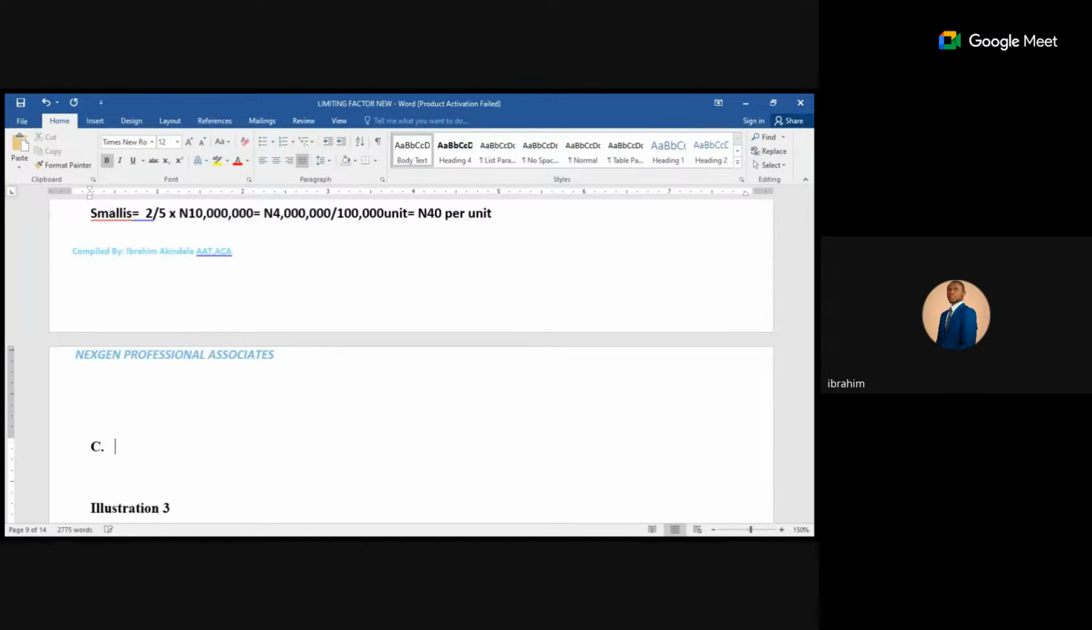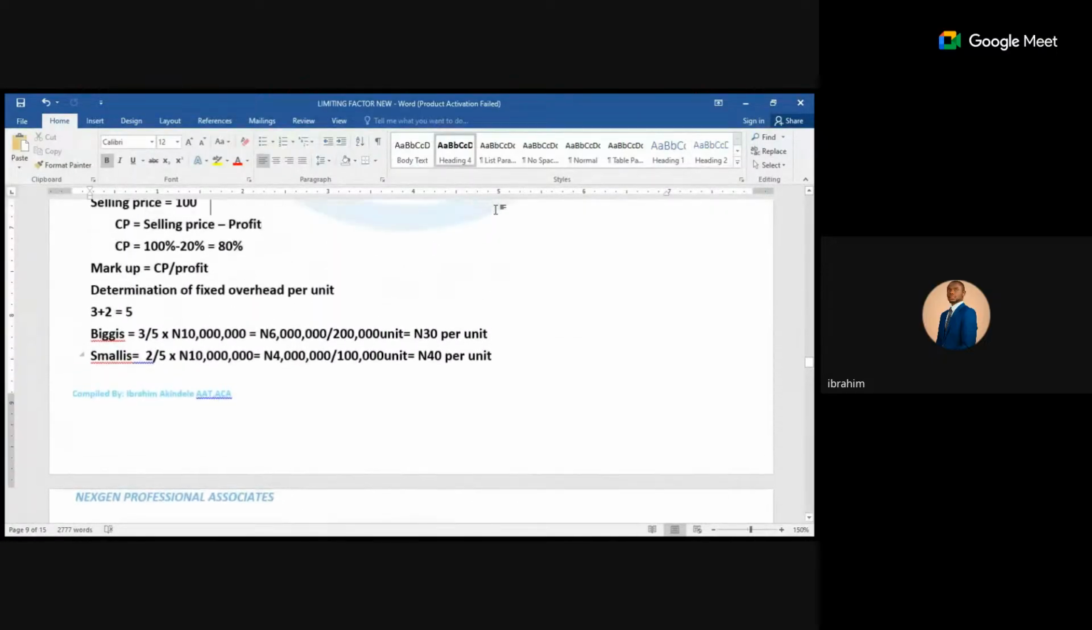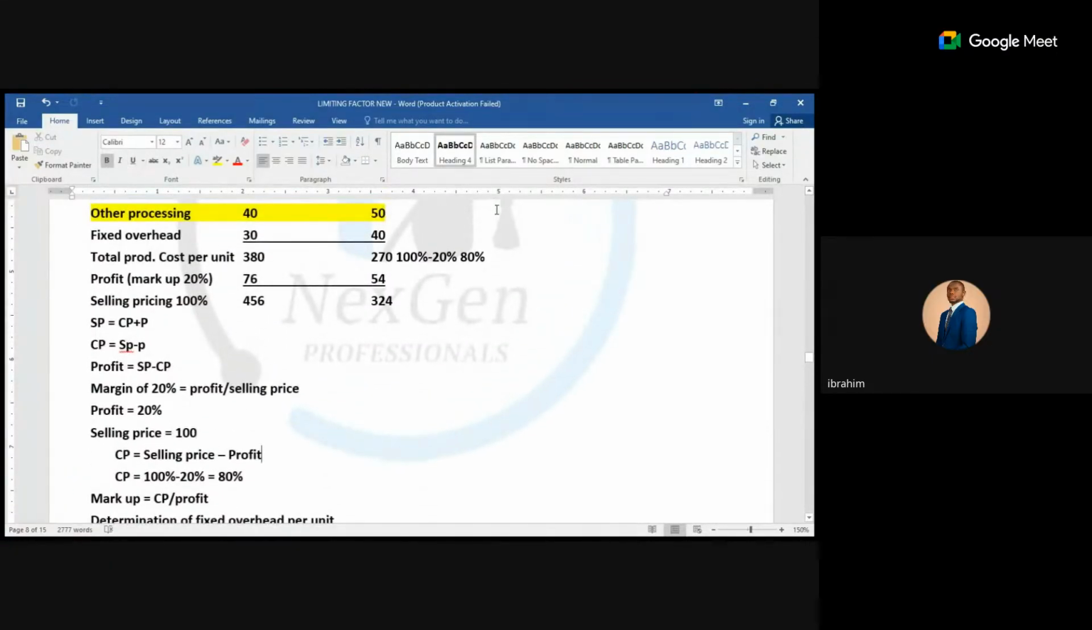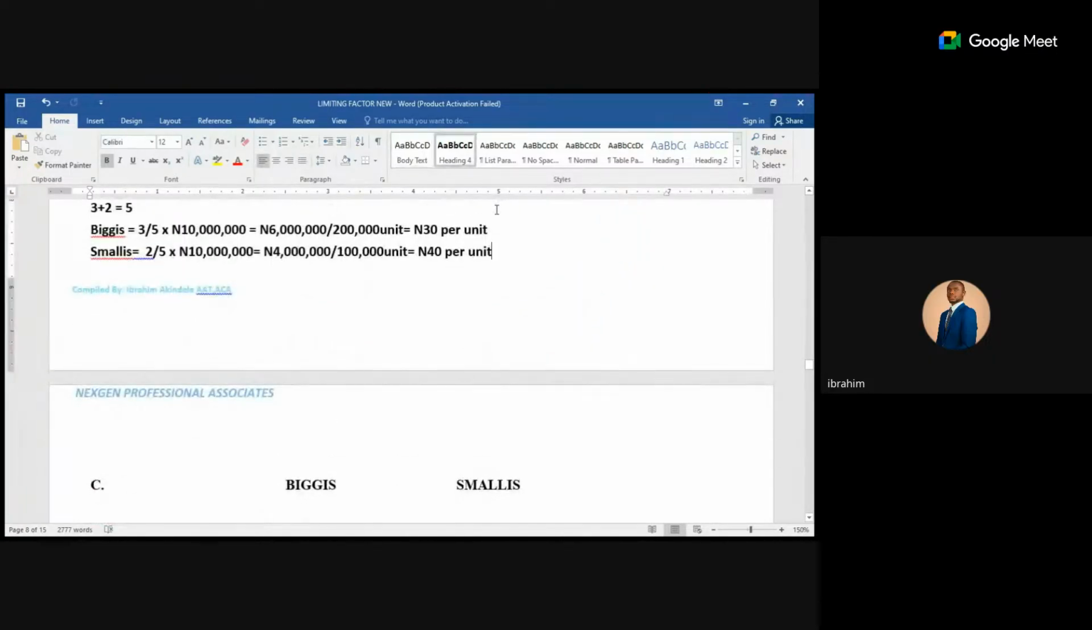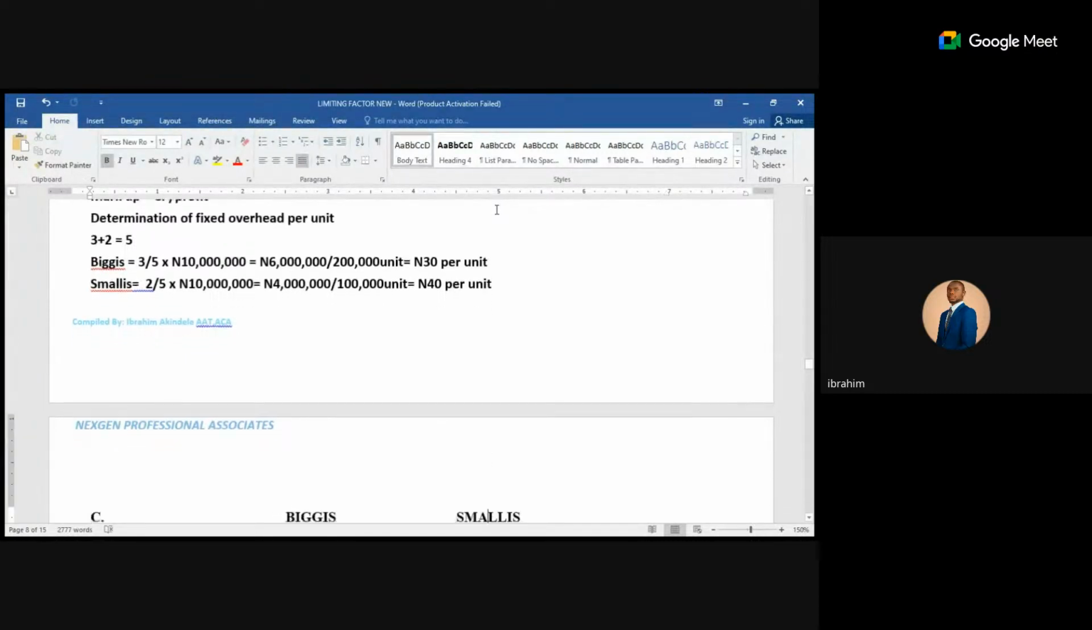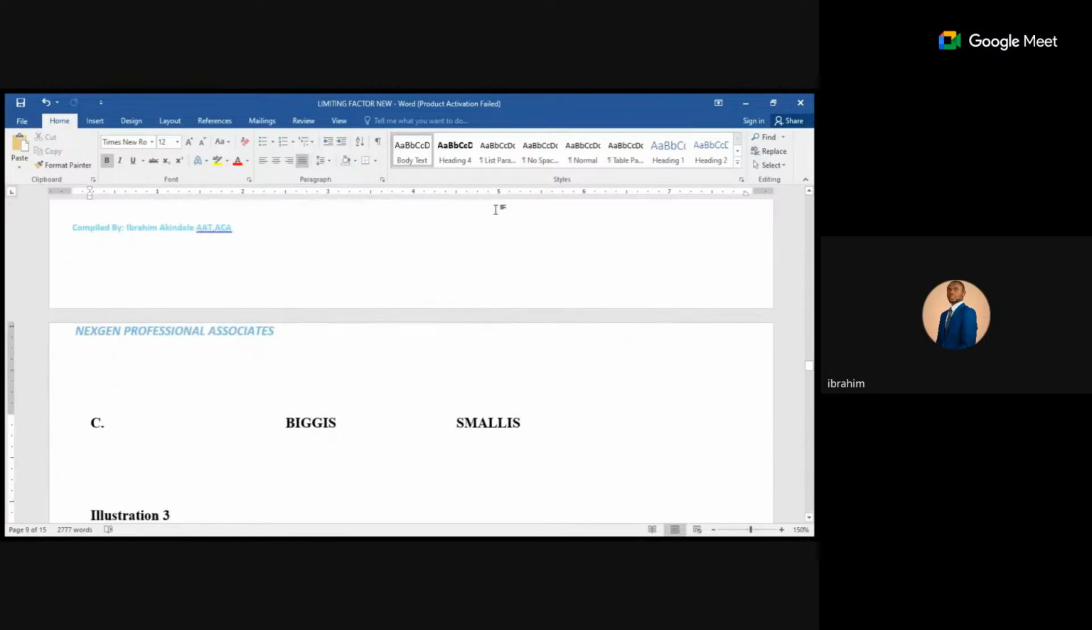We have biggies, smallies. You should not forget our focus. Our focus is for you to understand that they can give you anything on limiting factor. And you can see the way we arrive at our selling price. Even the fixed overhead per unit is not given, but they gave us the basis of absorption. So whichever way they give you in the question, you should be able to absorb the overhead based on the information given to you.